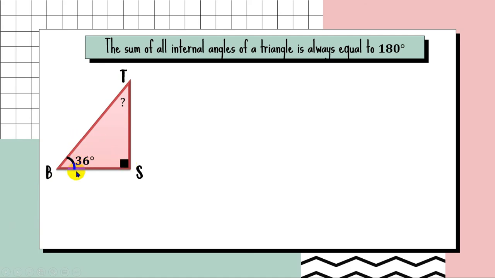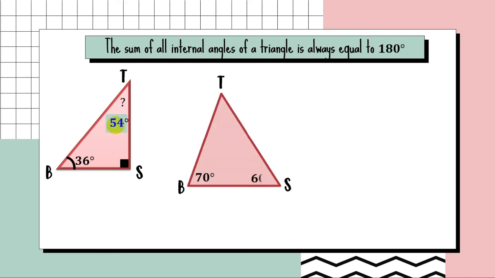So, 90 plus 36, that is what? 126, and then subtract it from 180. Anong magiging sagot? The answer is, we have 54 degrees for angle T. Okay? How about for this triangle? So, we're going to look for the value of x.